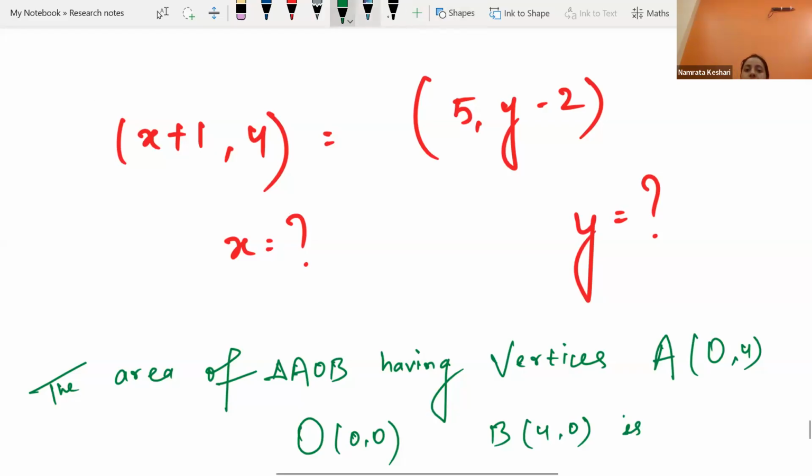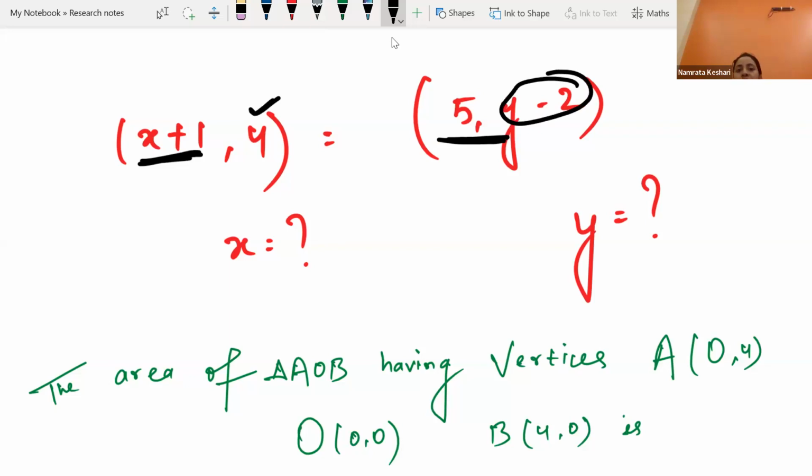Whenever these two coordinates are given like this, that means you are allowed to compare the x coordinate over here with the x coordinate over there. It's that simple. You are also allowed to compare the y coordinate over here with the y coordinate over there. So we are allowed to say that x plus 1 will be equal to 5, and that 4 will be equal to y minus 2, and from here we will be able to find the x and y values.